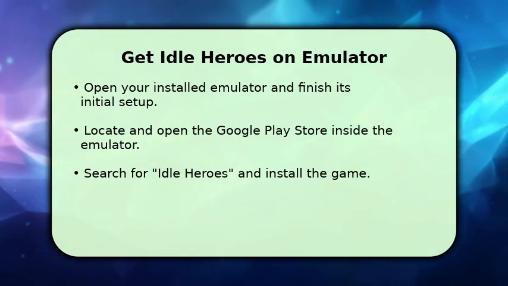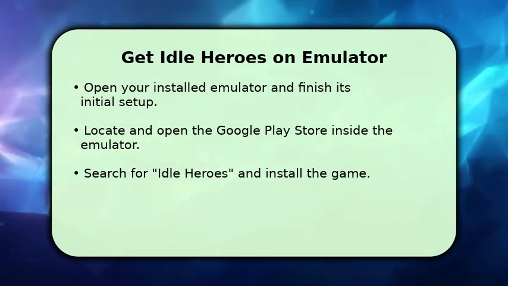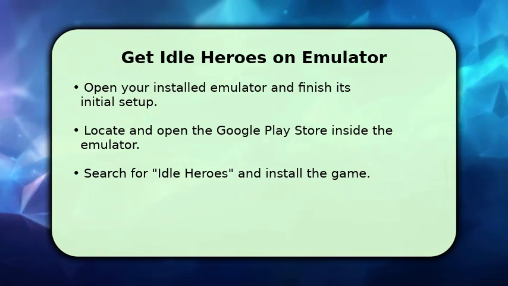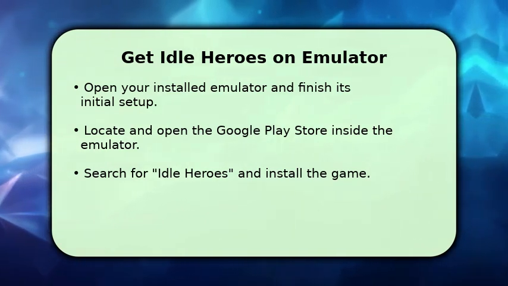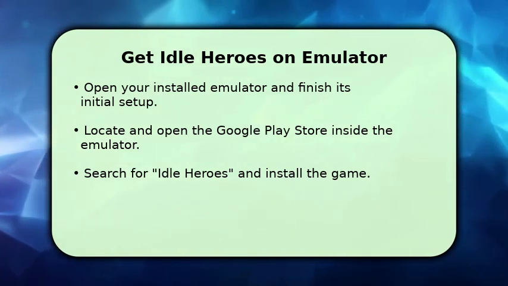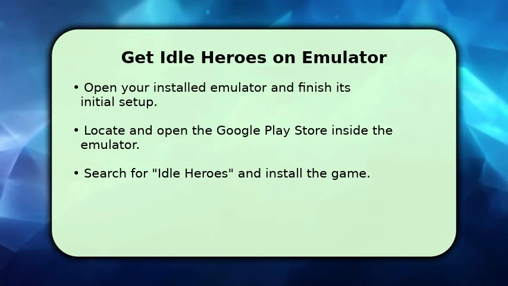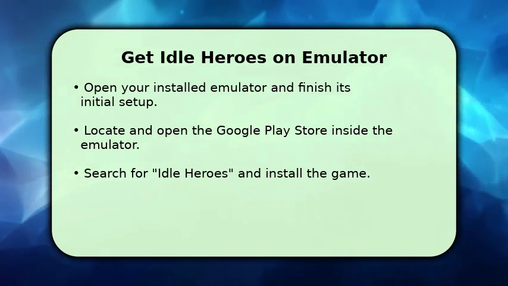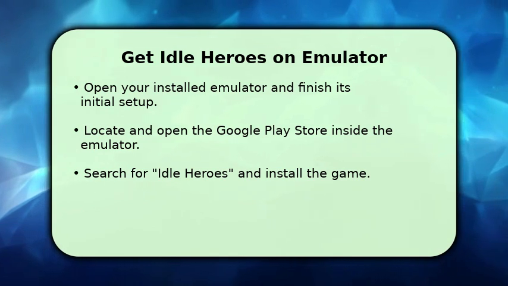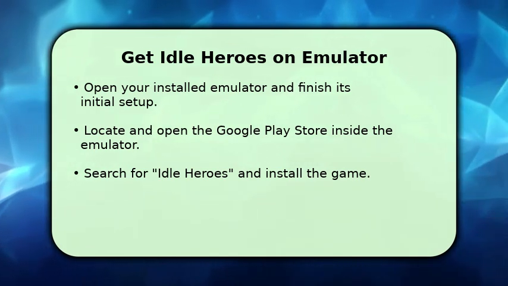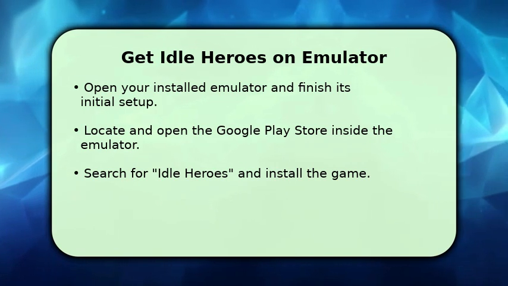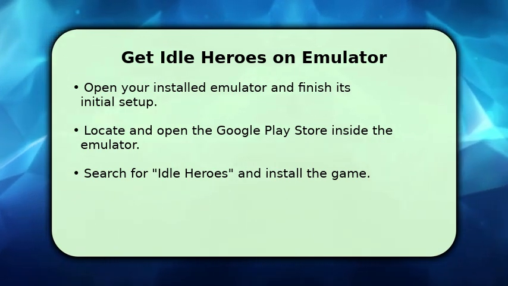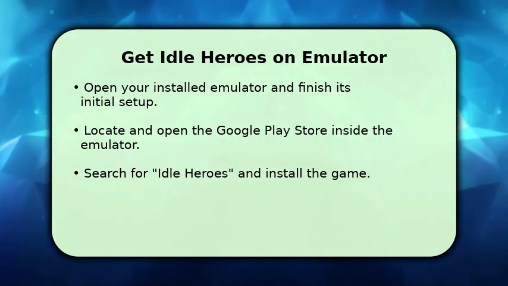After installing your emulator, launch it. You will likely need to complete a quick initial setup, including logging in with a Google account, just like a new Android phone. Once inside the emulator's interface, find the Google Play Store icon. Click on it, search for Idle Heroes in the search bar, and then proceed to install the game as you normally would on any mobile device.